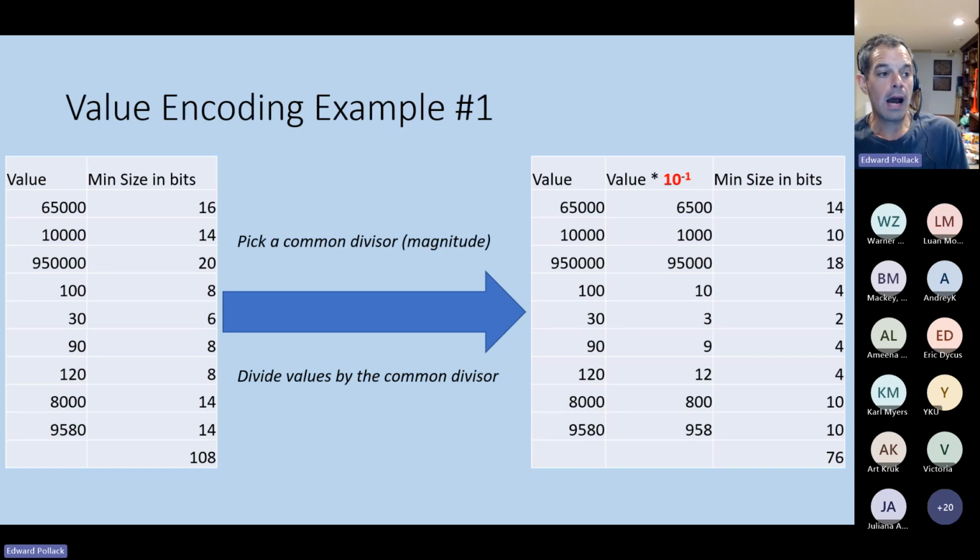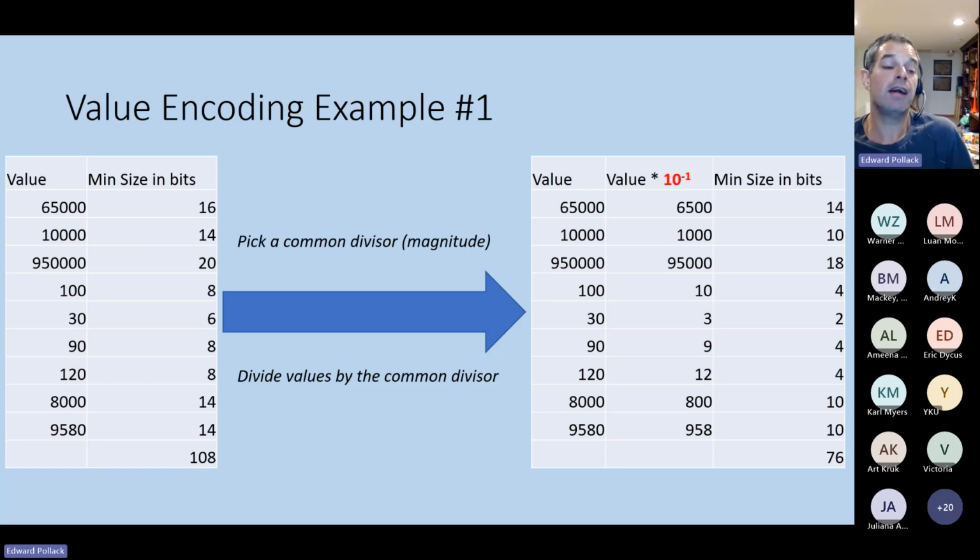So here's what it looks like. I have a bunch of values. They're numbers. And there's your minimum size in bits they're going to take up. And then I say, all right, they're all divisible by 10. I'm just going to divide every single one of these by 10. And then my key metric here is 10 to the negative first. And then I'm going to store the values divided by 10 and see how many bits they are. And you'll note that the bit size goes down a little bit. Not a ton, but it went from 108 bits down to 76 bits, all by simply saying divide everything by 10. This is one way to value encode your data with an exponent.